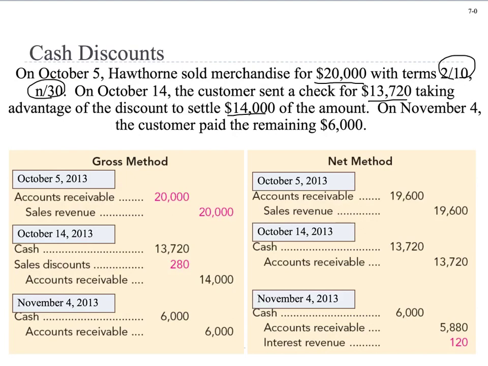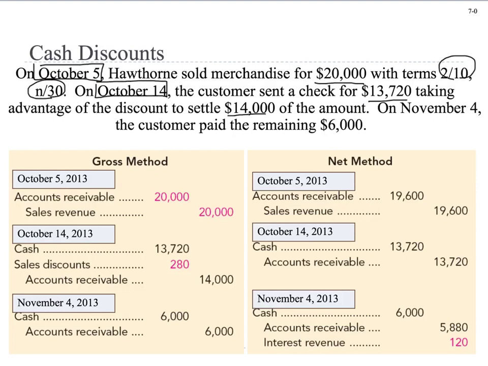And then on November 4th, the customer paid the remaining balance. So if it's a 2/10 net 30, the original transaction was on October 5th, but it was paid on October 14th. So it would fall into that 10-day window that they have to utilize the discount. Now, they didn't pay the entire bill on October 14th. Let's look at the gross method first.